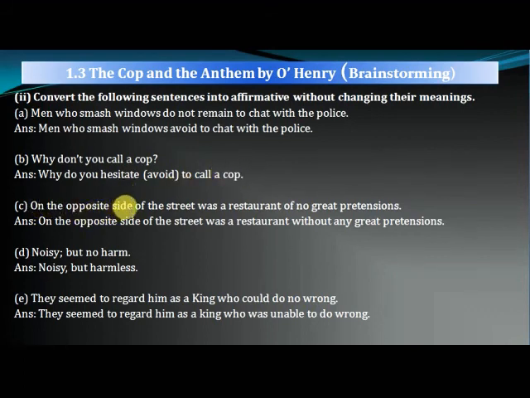So on the opposite side of the street was a restaurant of no great pretensions. So the answer to this is: on the opposite side of the street was a restaurant without any great pretensions. So next is noisy but no harm, noisy but harmless. So here they seem to regard him as a king who could do no wrong. So the answer to this is: they seem to regard him as a king who was unable to do wrong.